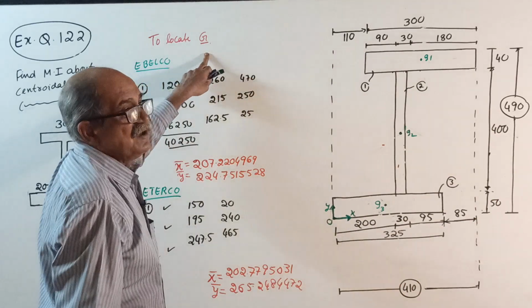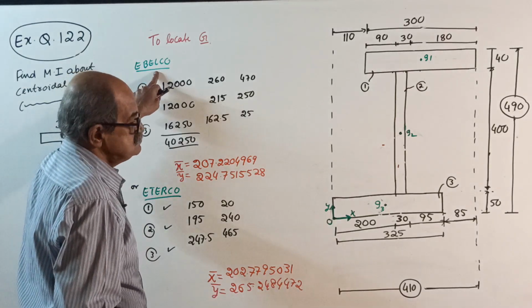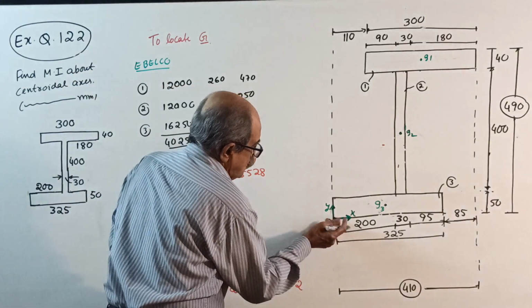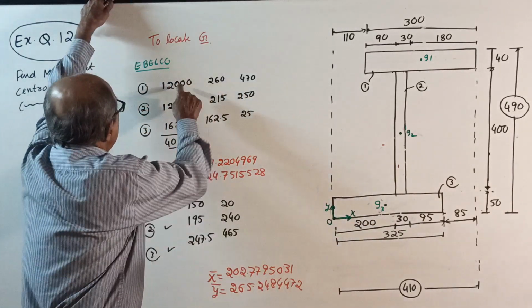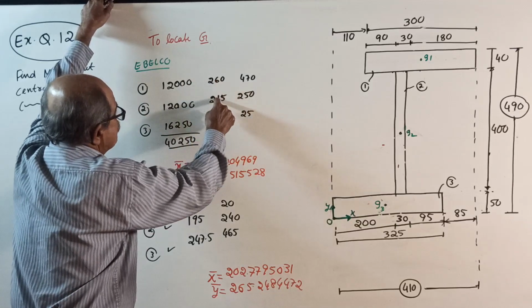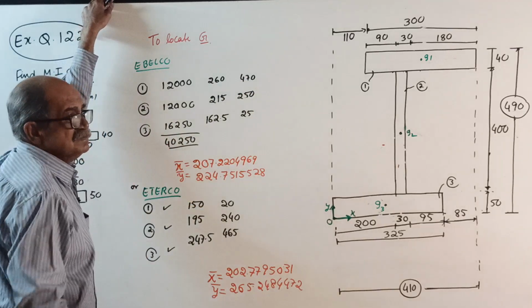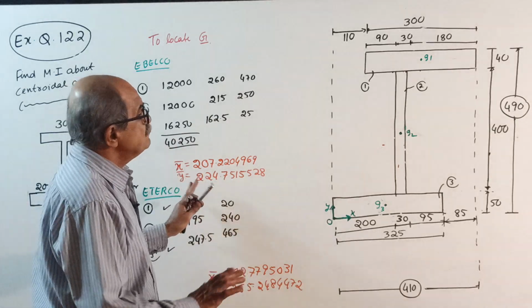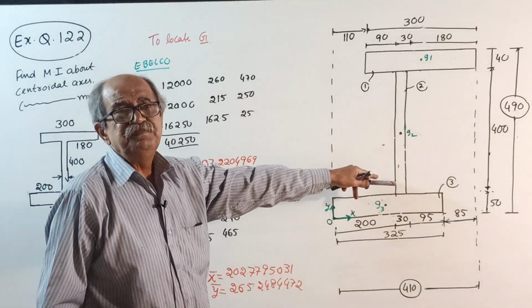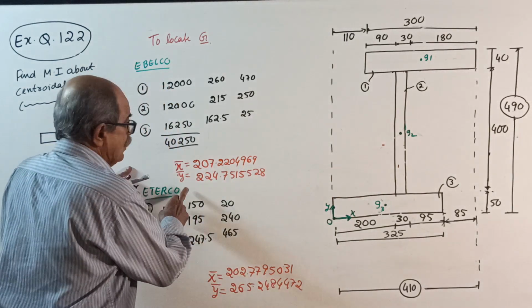First, to locate the centroid, make a note. Suppose you go for the tabular method: A1, A2, A3, X1, X2, X3, Y1, Y2, Y3, total area, then X bar and Y bar will come. You put the table and get the answer. I am not explaining this first of all. If I explain this, it is not an exercise question then. Okay. Now make a note, the tabular method is over.